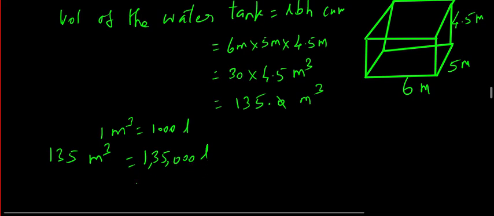3 zeros are there, so definitely we can write this in kiloliter also. So 135 kiloliter. 1 kiloliter equals 1000 liter. So 135 kiloliter of water it will hold. We can write in kiloliter also. Now we move on to the next question.